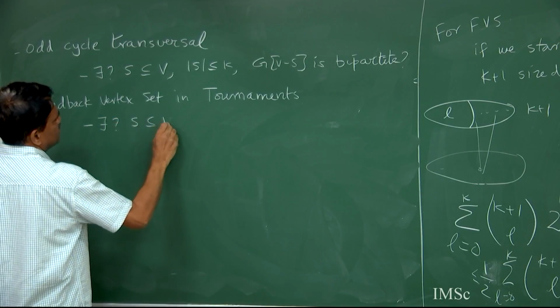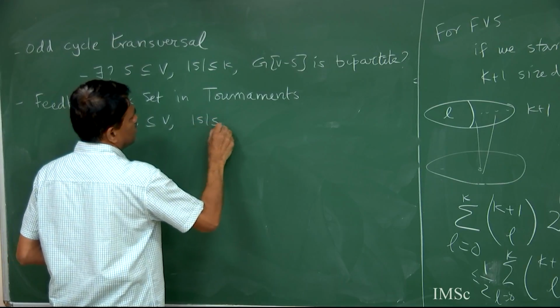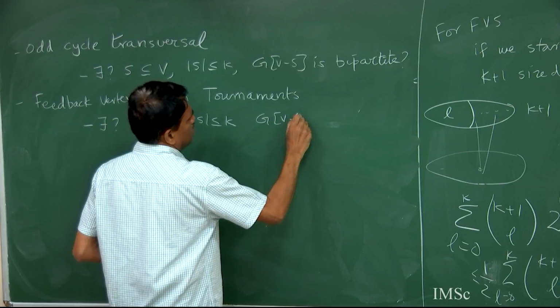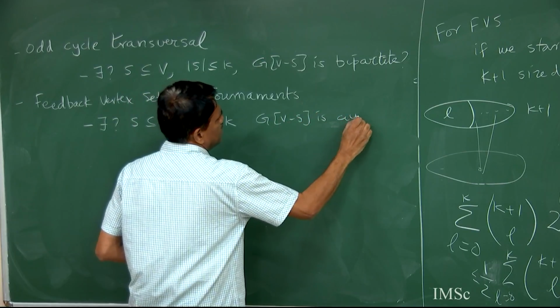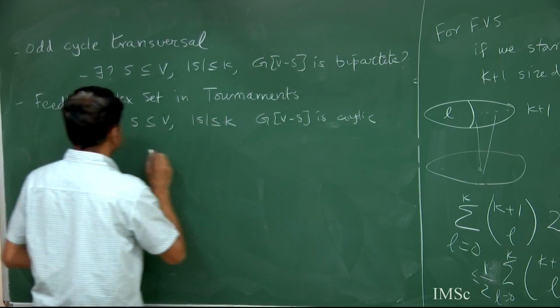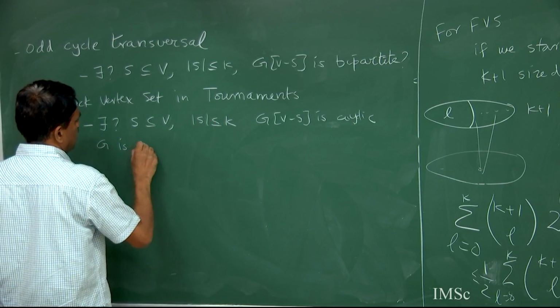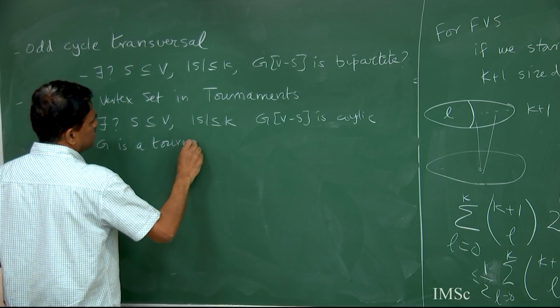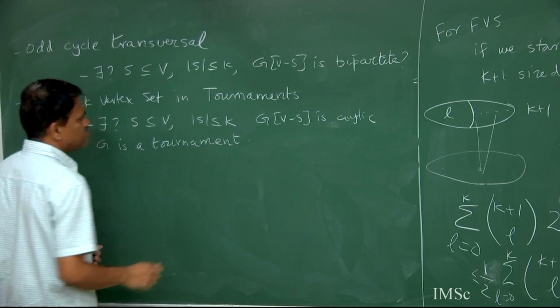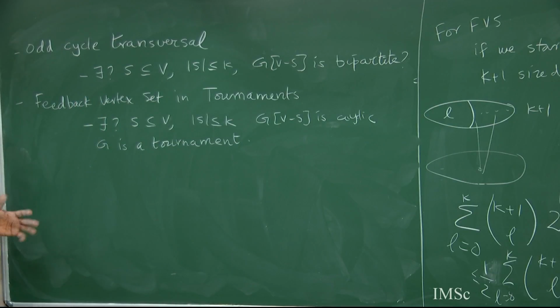Does there exist S contained in V such that G minus S is acyclic, and what is G? G is a tournament. What is a tournament? It's an orientation of a complete graph. So, between any pair of vertices, there is exactly one directed edge. Is there an easy FPT algorithm for this? Okay, so we are trying to kill all directed cycles in a tournament.